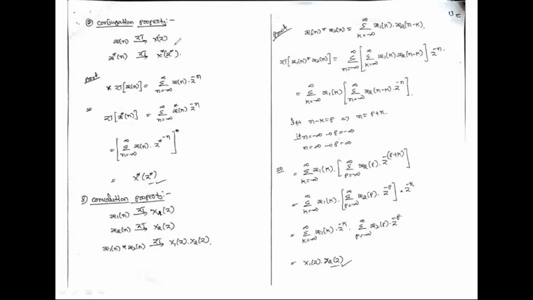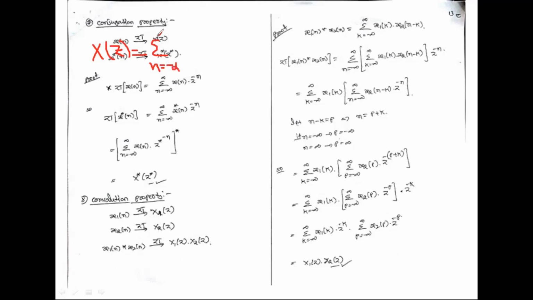See, if I'm taking the transformation definition, X of z is equal to, listen carefully my students here, the sum of n equal to minus infinity to infinity x of n z power minus n. So what is x of n? We are taking the convolution. What is the convolution of the two sequences? The sum of n equal to minus infinity to infinity, x of n is x1 of n convolved with x2 of n, z power minus n. Got it?